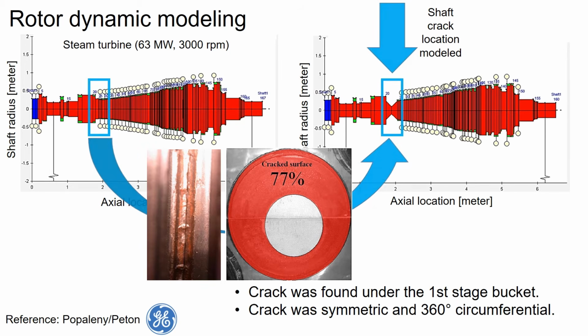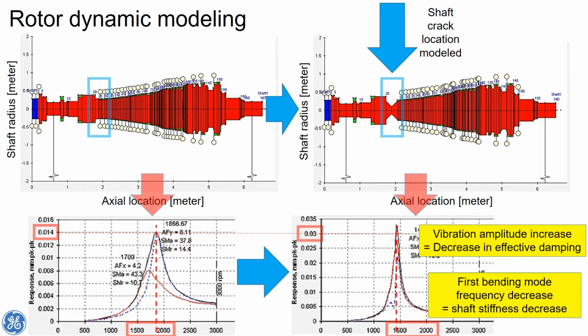The crack was simulated by a change in rotor diameter at the location of the crack. This adjustment in the model accounts for the material portion that does not contribute to stiffness. If you run the model, the rotor dynamic modeling generates rotor response plots as shown below.